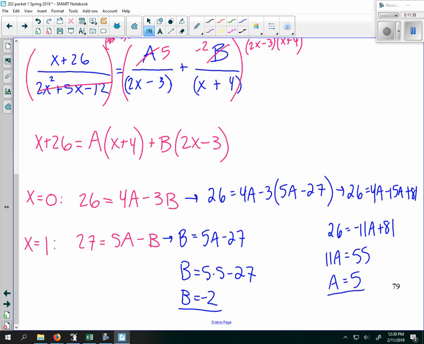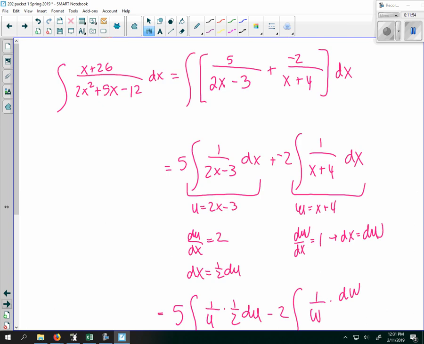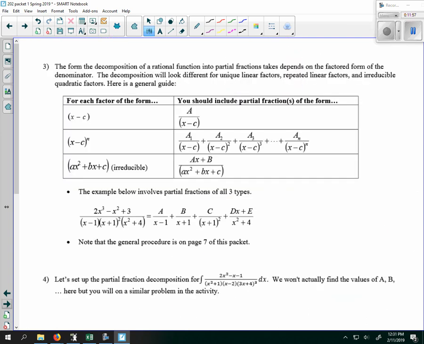Okay, so the only new thing here is being able to rewrite a fraction as the sum of two fractions. And the idea is that each of those fractions is easier to integrate than the sum together. So the form of the decomposition of a rational function into partial fractions depends on the factored form of the denominator. It will look different for unique linear factors, repeated linear factors, and irreducible quadratic factors. So for each factor that's linear, you should include a partial fraction of the form a constant over that factor. So in our example, both of our factors were unique linear factors.